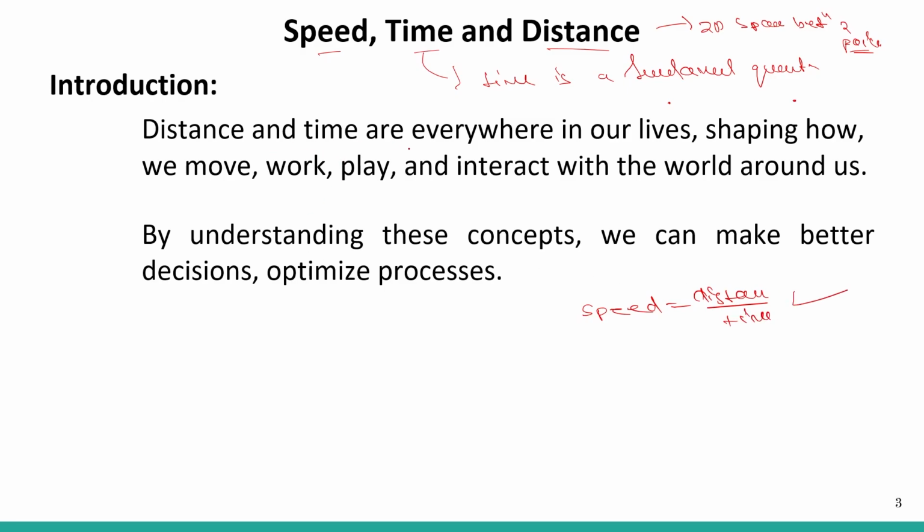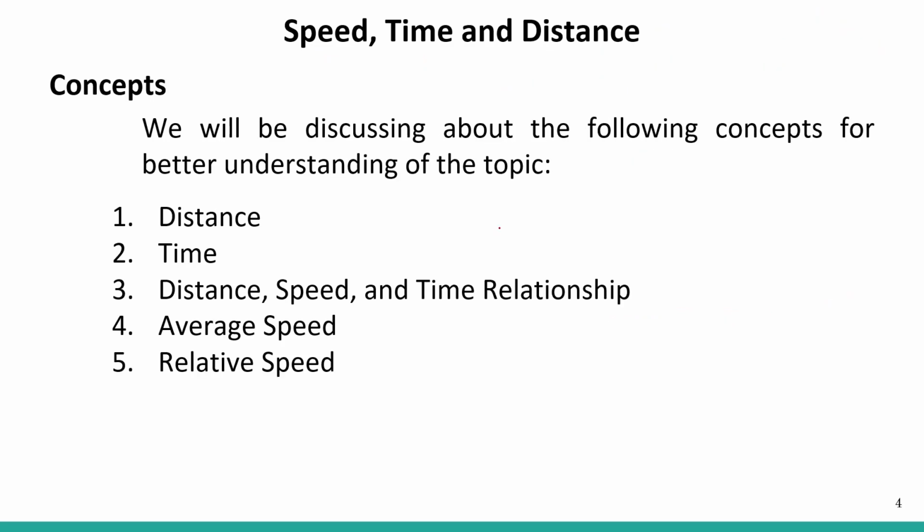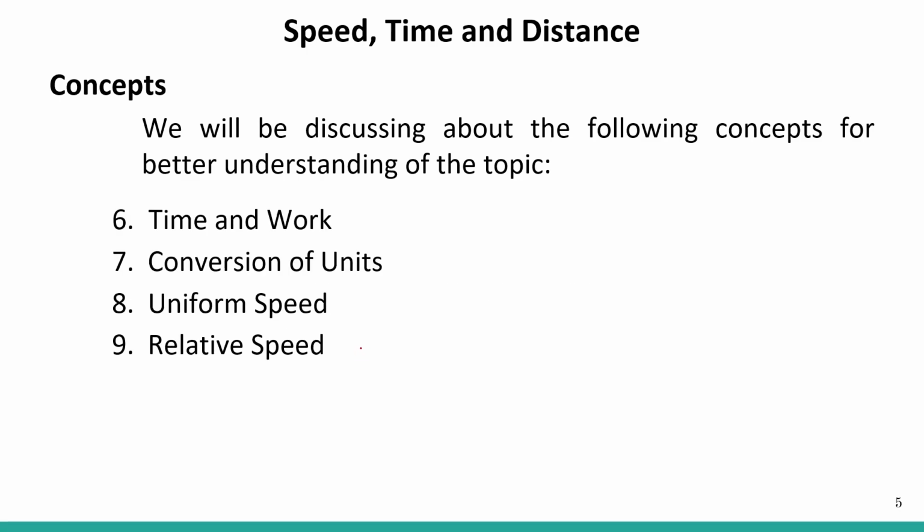Distance and time are everywhere in our lives, shaping how we move, work, play and interact with the world around us. Let's try to understand these things. What is distance, what is time, what is the distance, speed, time relation, what is average speed, what is relative speed? These are some key concepts that we need in this topic. Some other key concepts are time and work, conversion of units, uniform speed, non-uniform speed, and relative speed, and how it is different from normal speed.